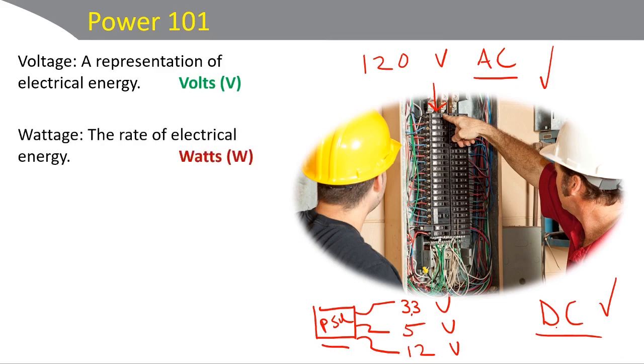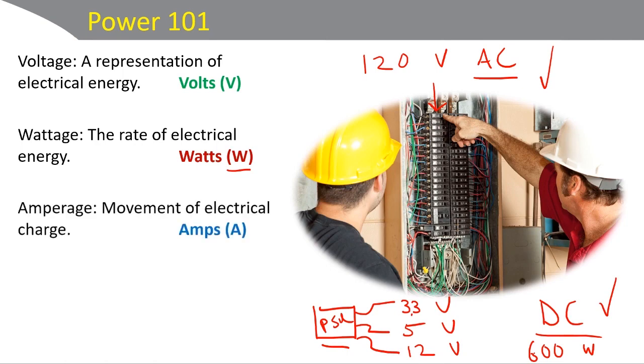Next is wattage, or electric power. That is the rate of electric energy in a circuit, measured in watts, or W. So, for example, our power supply here could possibly be a 600 watt power supply. That's a common number, but it could be anywhere from, say, 200 or 300 watts all the way up to 1,500 or 2,000 watts.